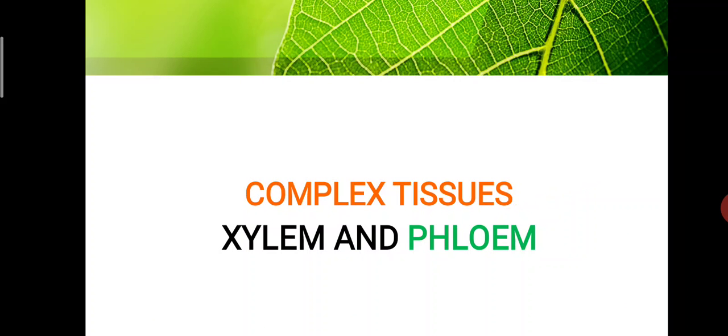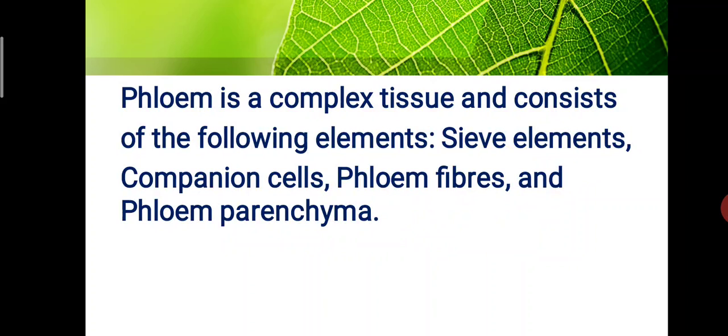Now we are going to phloem. So we are moving on to phloem. Let us discuss in detail. This is also a complex tissue and consists of sieve elements, companion cells, phloem fibers and phloem parenchyma. Is it clear? The main property of this phloem is to conduct organic solutes and food materials.